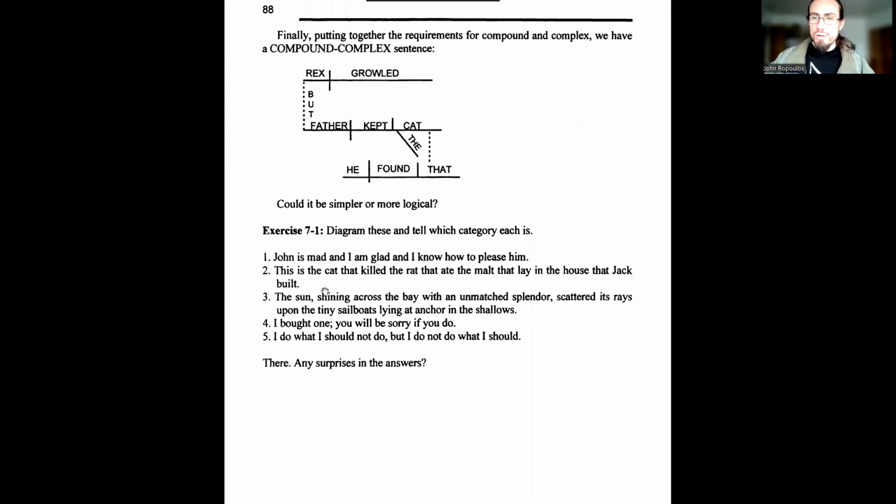Finally, putting together the requirements for compound and complex, we have a compound complex sentence. So look, exactly what I mentioned, right? We have Rex growled, independent clause, but father kept the cat. Look, another independent clause. Kept the cat that he found. All right, what do we have there? Adjective clause, right? So all we needed was one dependent clause, and it happened to be here an adjective clause. Could it be simpler or more logical?